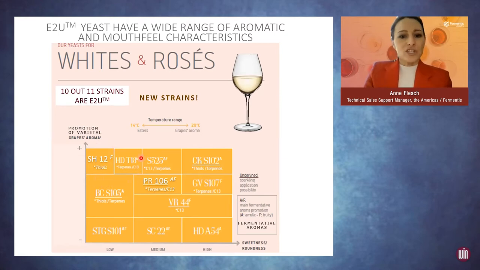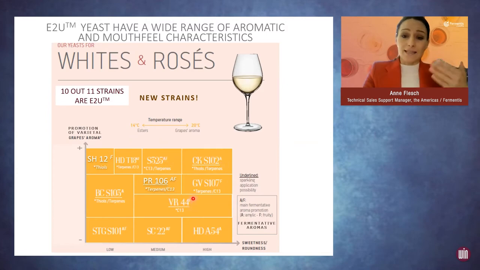HGT18, T stands for terpenes. So it really promotes terpenes in wine. It could be Riesling, Pinot Gris, Muscat, and so on. So the more varietal aromas you want to promote, the higher you want to go in this table. And so, for example, we also have the type of esters that our strains produce.